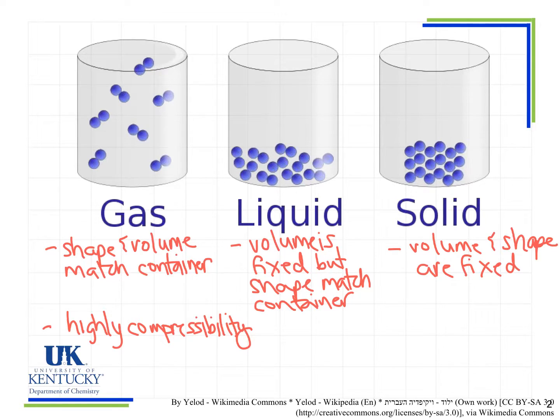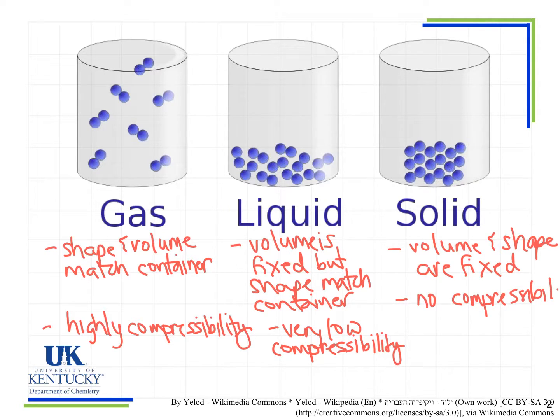When we look at a liquid, we see that it has very low compressibility. Because in a liquid, the molecules are much closer together, and as a result, they cannot be condensed into a smaller volume. So there is some room for compressibility, but not very much, and not anywhere near the amount of compressibility that a gas would have. When we look at a solid, we see there is no compressibility. Those molecules are very close together and as a result cannot be pushed further together.